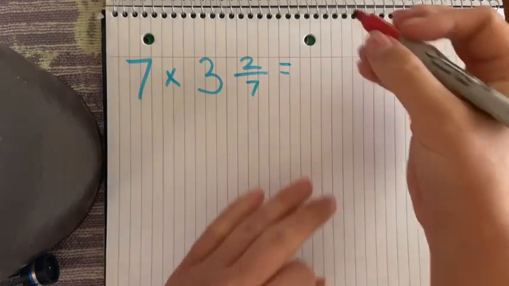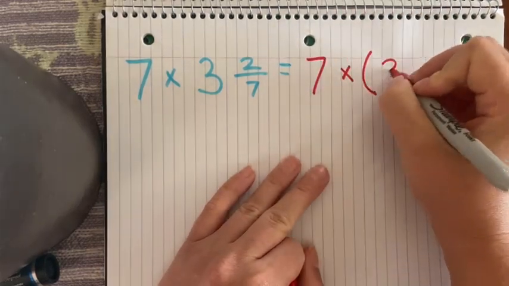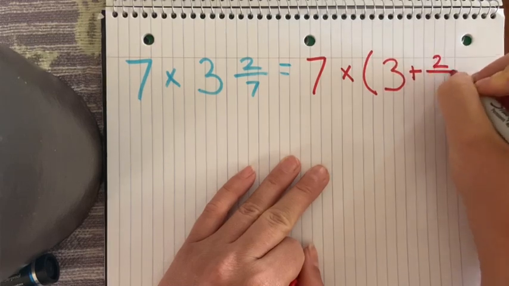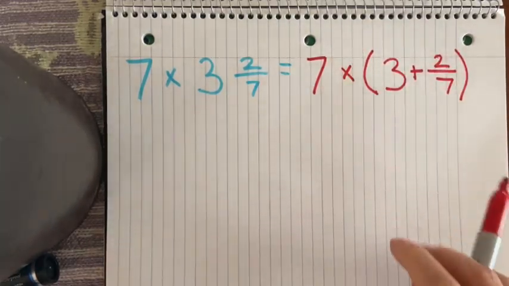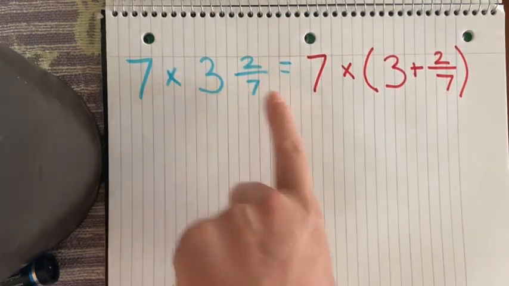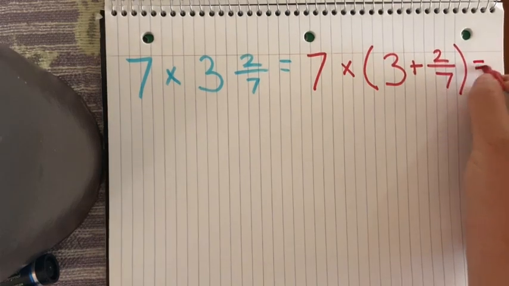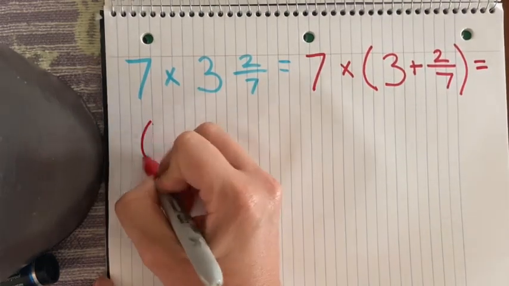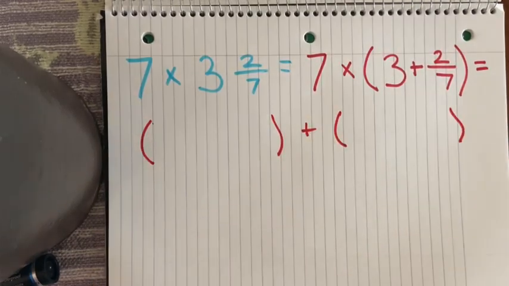7 times 3 and 2/7 can also be written as 7 times 3 plus 2/7. So now you can see that I have split my mixed number of 3 and 2/7 into 2 pieces, into 2 parts. Once you are able to do that, you are able to make the 2 brackets of distributive property and solve for the product of both of those brackets.